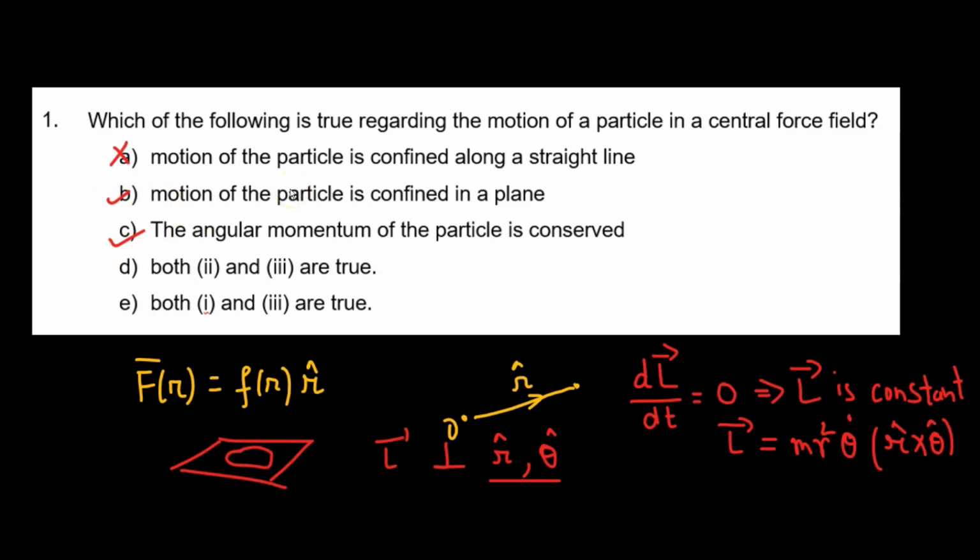However, we have to pick only one option out of all the 5. Since B and C are correct, the actual answer is going to be option number D, where both 2 and 3 are correct. So this is the correct answer. Only one single option is correct. Let's move on to the next problem.